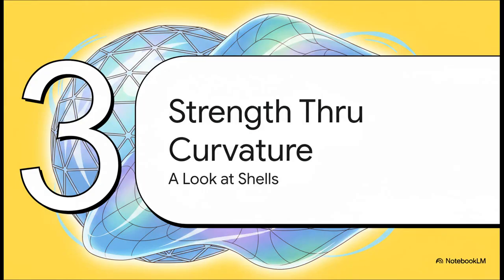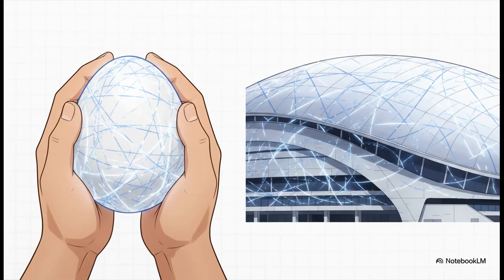Okay, so now that we have the 4 families down, let's zoom in on one of the most elegant of all, the surface active shell. I mean, this is where engineering and art truly become one and the same. Just think about an egg.